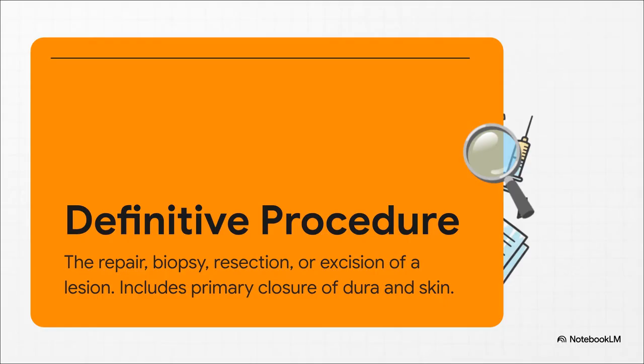Next, we've got the definitive procedure. This is the main event. It's the whole reason the team is in there in the first place. This is the code that describes what was actually done to the lesion. And hey, pay close attention to this part. This code includes the simple primary closure of the immediate layers, like the dura. That's considered a built-in part of the main procedure, not some separate repair job.